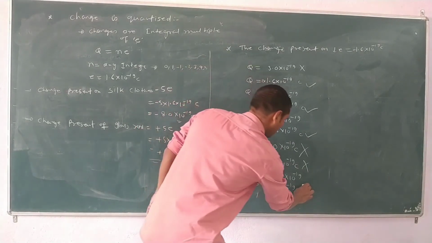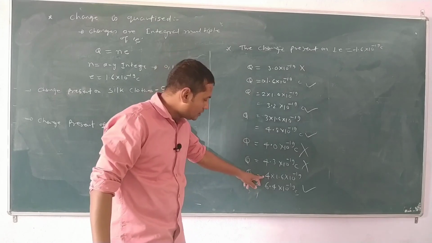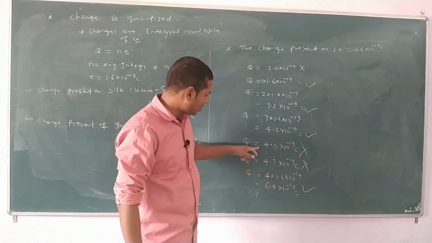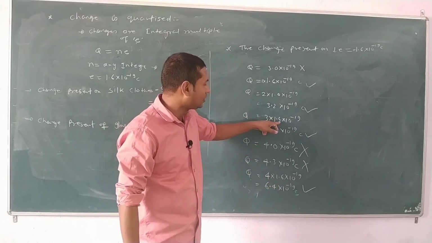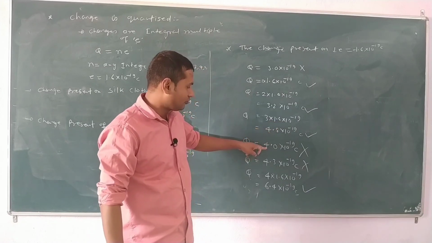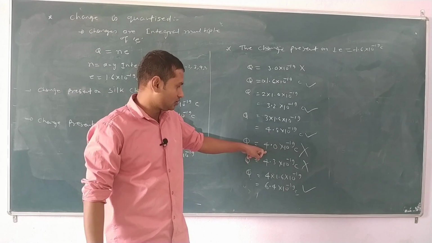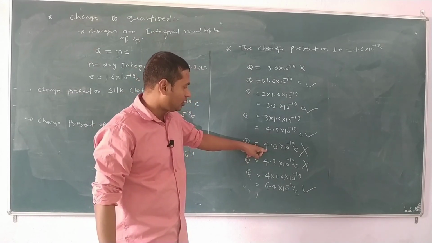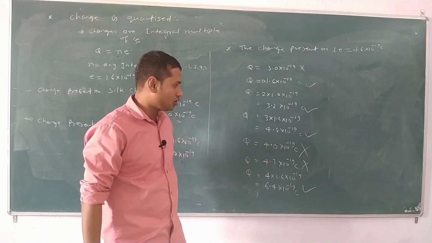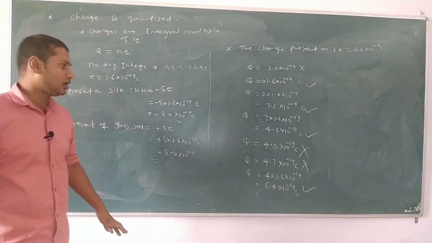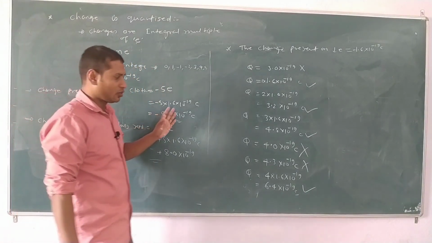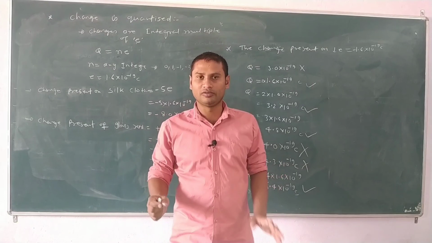Here you see, this is possible because it is an integral multiple of e. This one is also an integral multiple of e. So it is possible, but 4 × 10^-19 is not an integral multiple of e, so this is not possible, and this is also not possible. So you can see that this is the whole property of charges. I think you are able to follow me up to here.